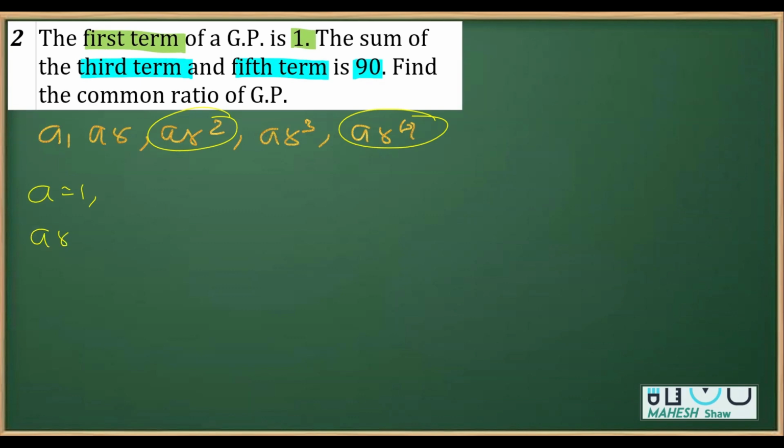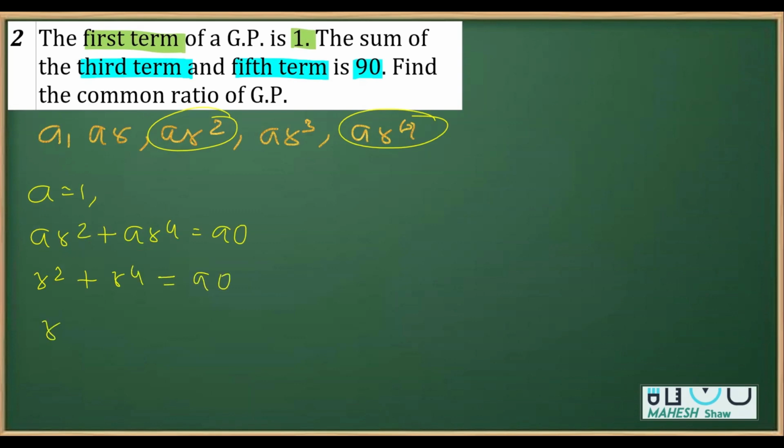So according to the question, ar square plus ar raised to the power 4 is equal to 90. As you can see, a is 1. On replacing a here with 1, 1 into r square is r square, and 1 into r raised to the power 4 is r raised to the power 4 only, is equal to 90.